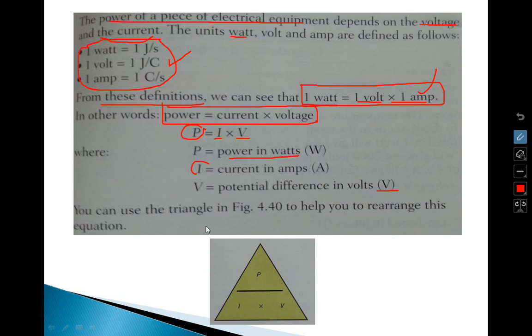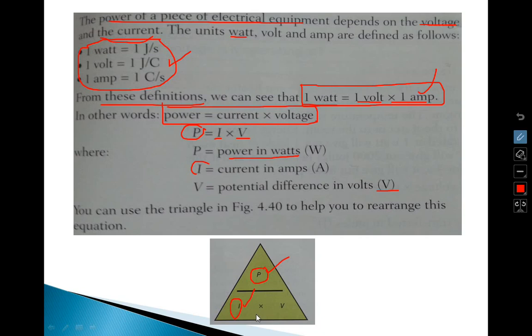For an easier way to remember this formula, always use this triangle. If you are going to calculate I, hide I with your hand, so I is equal to P over V. V is equal to P over I. P is equal to I times V. P is the power in watts.